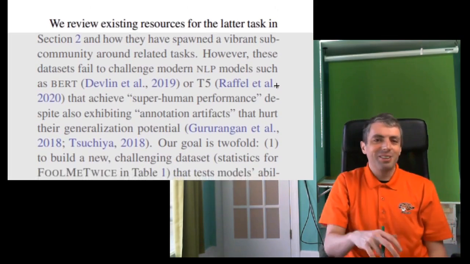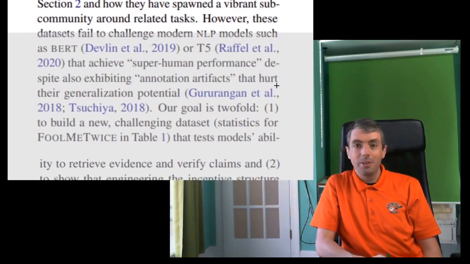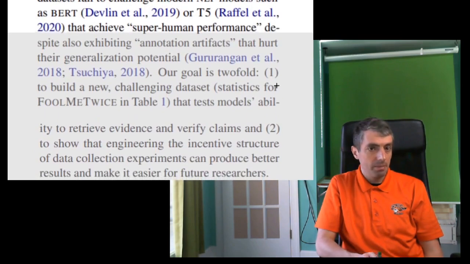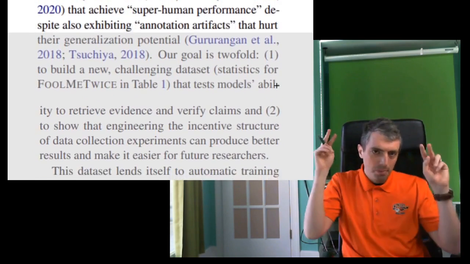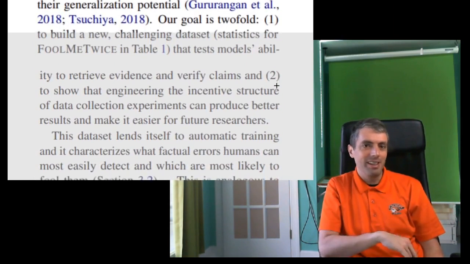We review existing resources for the latter task in Section 2, and how they have spawned a vibrant subcommunity around related tasks. However, these datasets fail to challenge modern NLP models such as BERT or T5 that achieve superhuman performance, despite also exhibiting annotation artifacts that hurt their generalization potential.